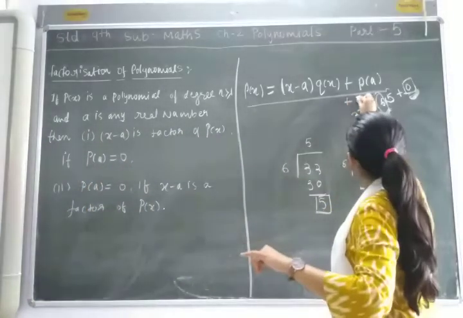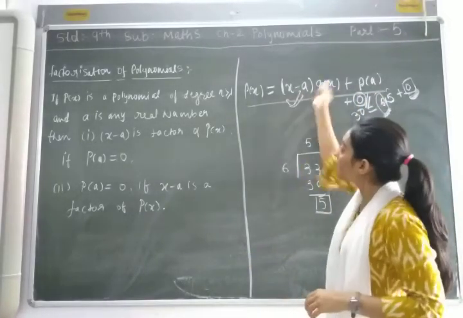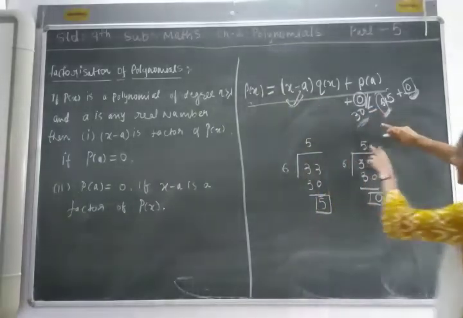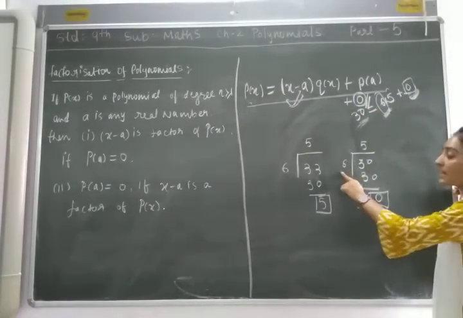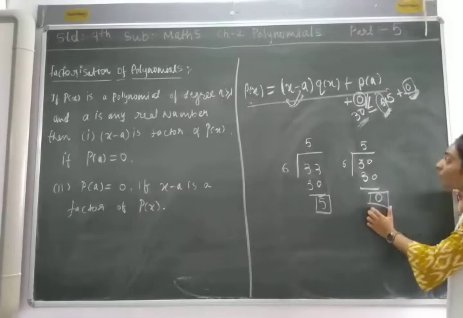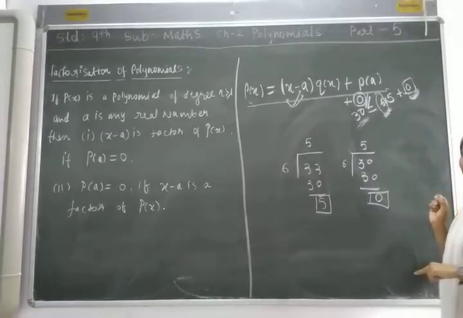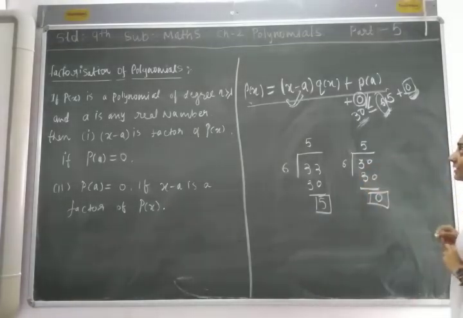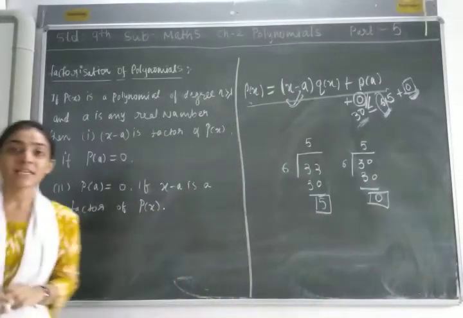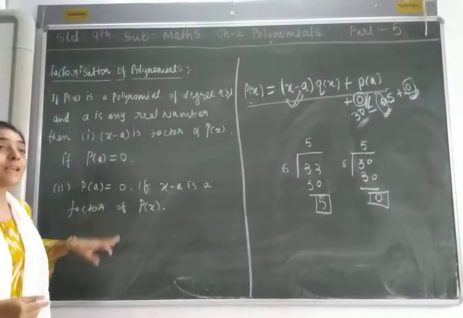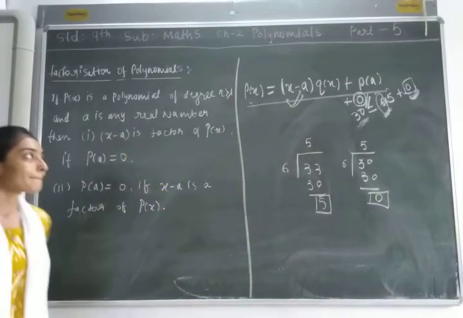If my remainder is 0, then we can directly say that this is a factor of p of x. Exactly similar to this, I am dividing 30 by 6 and getting my remainder 0 over here. So we can say that this 6 is a factor of 30. Exactly similarly, x minus a is a factor of p of x if my remainder p of a is 0.